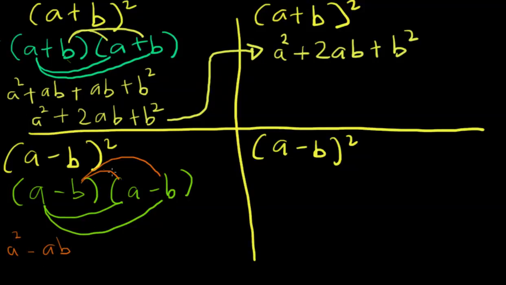And now look at these orange lines here. We have negative b multiplied by a, that gives you negative ab. Again, it's negative because we have different signs being multiplied. And negative b multiplied by negative b, same sign, so you would expect a plus b squared. So simplify this, you get a squared minus 2ab plus b squared. And there you go.